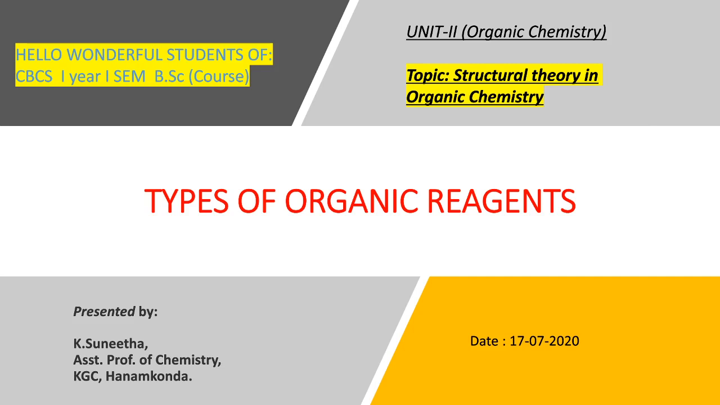And today we are going to continue yesterday's topic, that is second unit, Organic Chemistry of first semester BSc. There we discussed the structural theory in organic chemistry, that is the first topic. The structural theory, yesterday we discussed different types of bond fissions and types of covalent bonds, and today we are going to discuss the types of organic reagents.